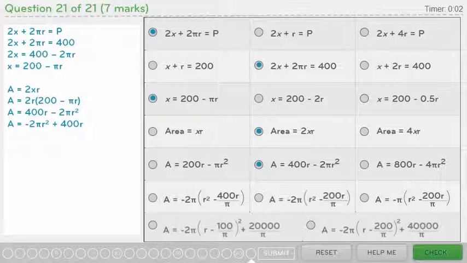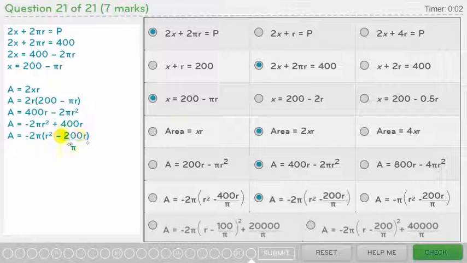And now from here, we're ready to go ahead and complete our square. When we complete our square, we have to factor out a negative 2 pi because that is our leading coefficient. When we factor out negative 2 pi, we're left with the following. Negative 2 pi has come outside, and then inside now we have r squared minus 200r all over pi. Notice that the 400 has been divided by negative 2, and we've also divided it by pi.